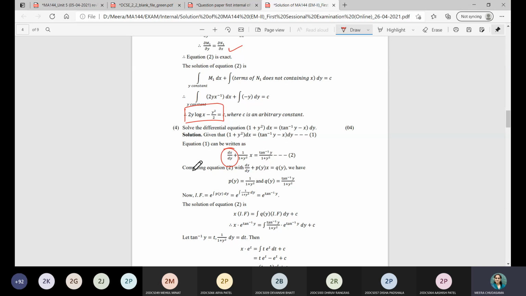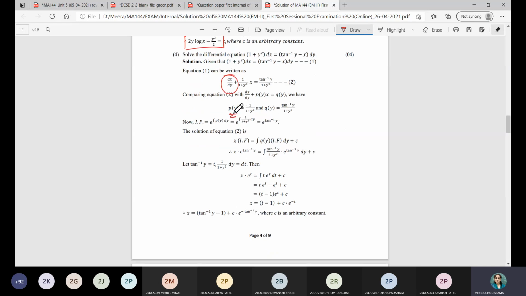Generally we are solving linear differential equations of the dy/dx type, but this is a dx/dy type, so the integrating factor will correspond to a function of y, that is p of y. This is the integrating factor, and then using integration by parts you will have the solution of this one, right?